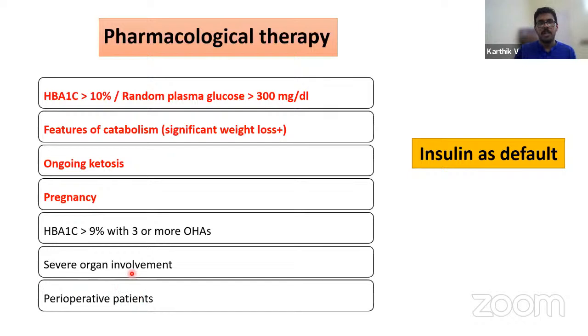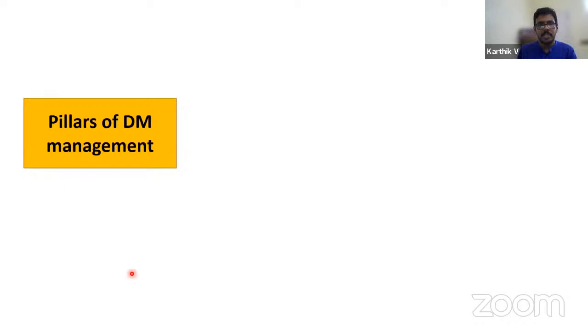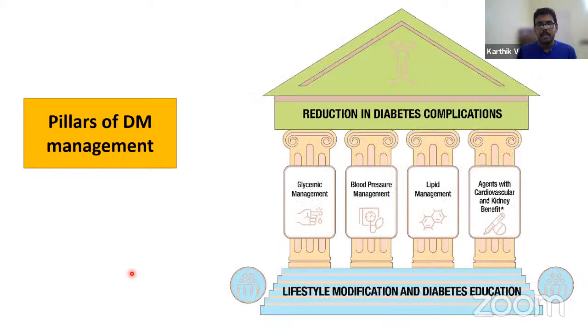So you'll have to keep in mind the list of conditions where you'll have to use insulin upfront for controlling your plasma glucose. Now, the pillars of diabetes mellitus management, or I would say the most important slide in today's presentation. Previously, diabetes mellitus management was just about controlling the plasma glucose levels. Now, as you can see, it is only one among the 4 pillars.